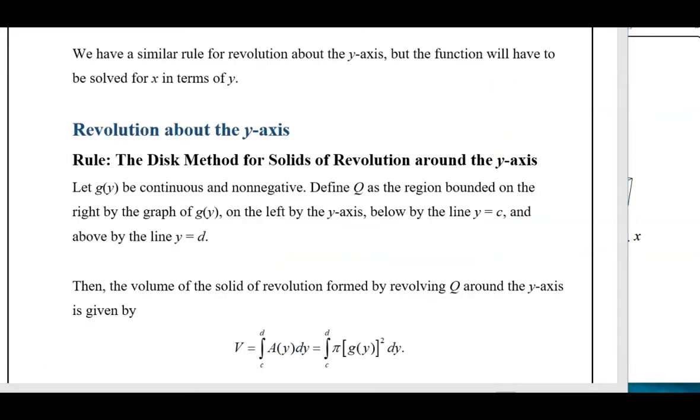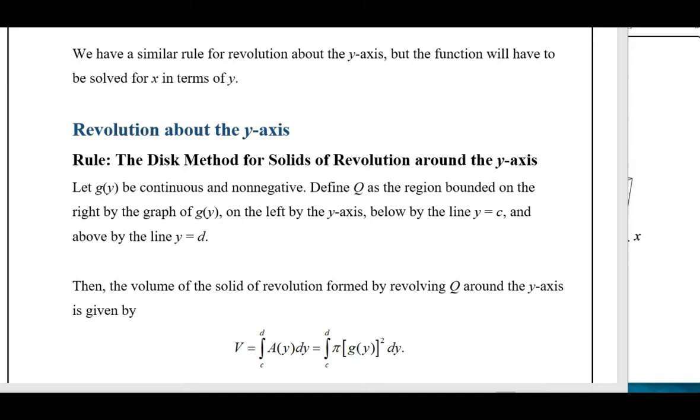We have a similar rule for revolving about the y-axis, but in this case we have to take the function and we have to isolate x so that it can be written in terms of y. This means that you will take your equation, replace the f of x with y equals, and then solve the equation for x. Then what's on the other side becomes your function value. In terms of the rule, we will allow g of y to be continuous and not negative.